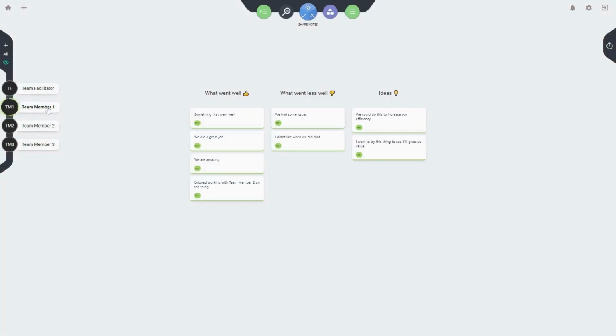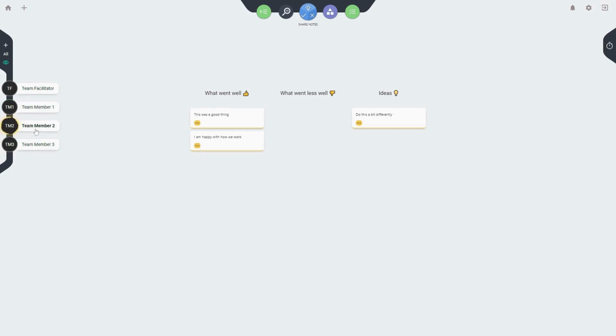After everyone is done writing notes, let each person go through and give a short explanation of their notes before moving on to the next person. Doing this creates a common understanding of the content and context of each note.